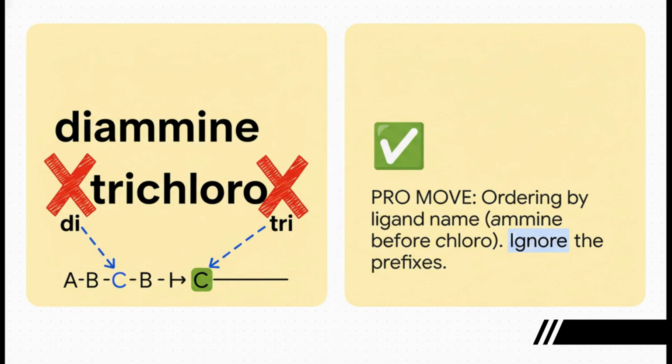But the pro move, you completely ignore the prefixes. You look at the ligand name itself. Amine starts with A. Chloro starts with C. A comes before C, so amine gets named first. It doesn't matter if there's 10 of them.